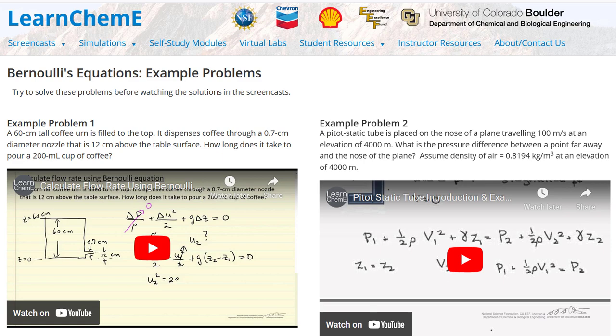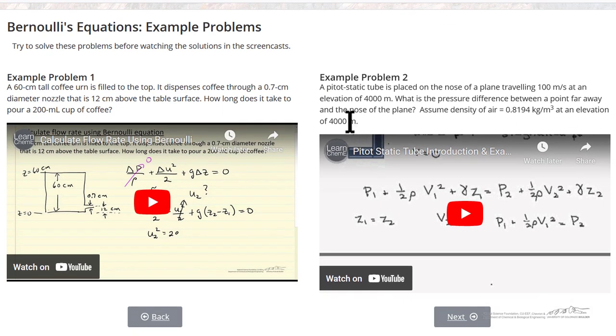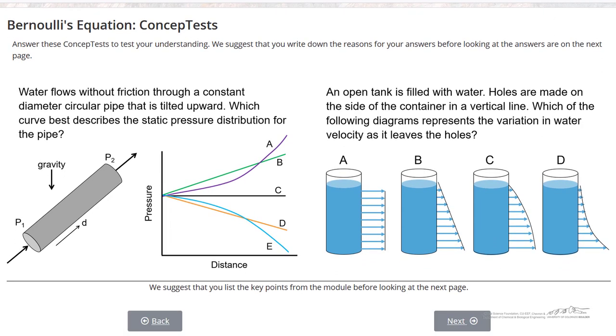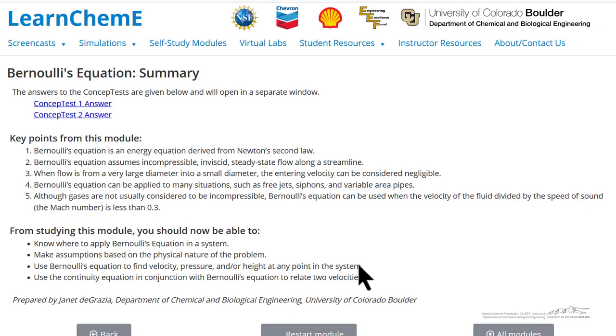Example problems have solutions in screencasts, with the idea that you should try to solve the example problem before looking at the screencast. Then when you get stuck, look at the screencast. And then we follow this with two conceptual questions, the one that was shown earlier and a second one. The answers to the conceptual questions are given by these links on the last page.